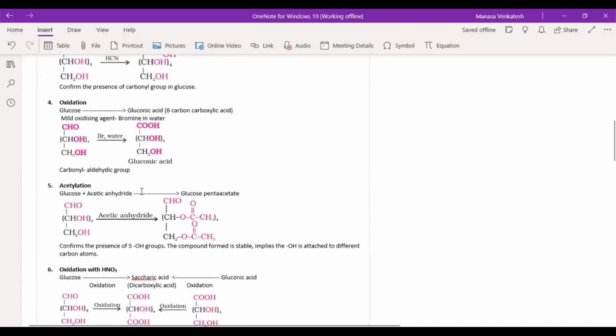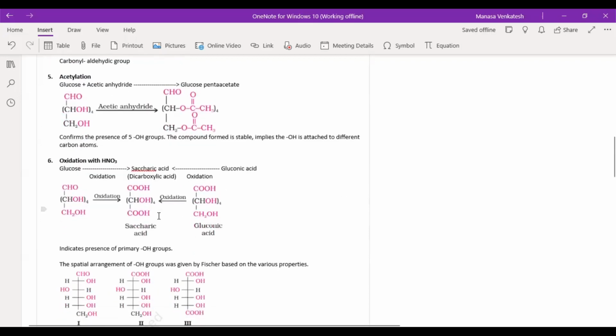The next one is acetylation. So acetylation basically means that when glucose reacts with acetic anhydride, all the OH groups in the compound get converted to OCOCH3. They're getting acetylated, and that forms glucose pentaacetate. Because a pentaacetate is formed, this means that there have to be 5 hydroxy groups, and the compound which is formed is stable. If they had been on the same carbon atom, then we would have gotten a different result. But the fact that the compound was stable showed that the OH groups are present on 5 different carbon atoms.